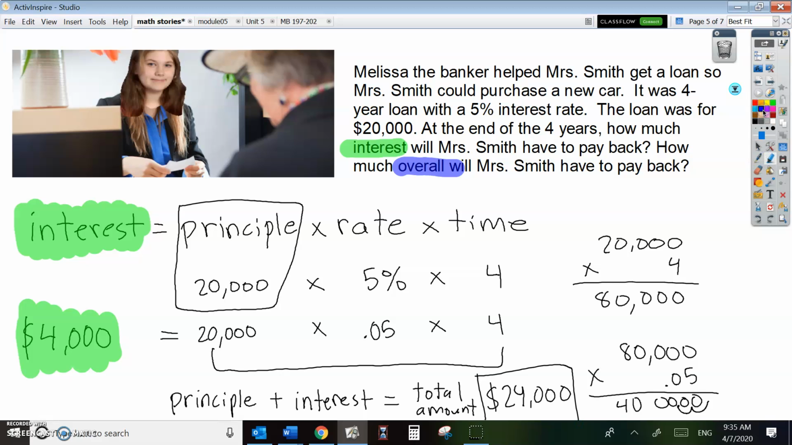So if you think about that, she's only getting the benefit of $20,000, but she's paying $4,000 to get that benefit, to get that money that she can use later.